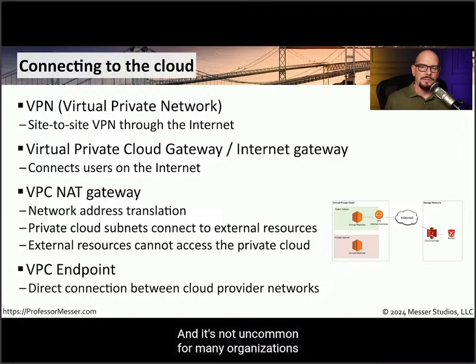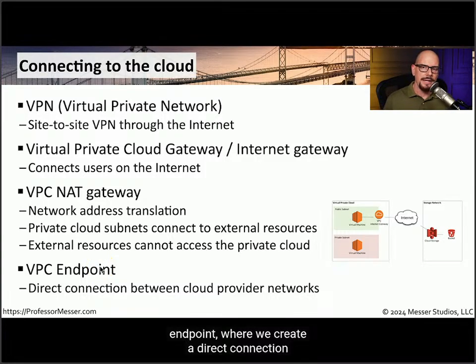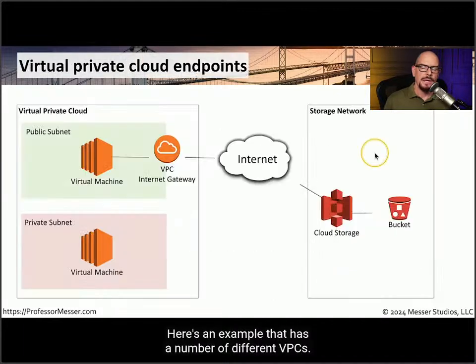And it's not uncommon for many organizations to use multiple cloud providers, but still require connectivity between those cloud providers. We can provide that connectivity through the use of a VPC endpoint, where we create a direct connection from a VPC on one cloud provider to a VPC on another cloud provider. Here's an example that has a number of different VPCs.